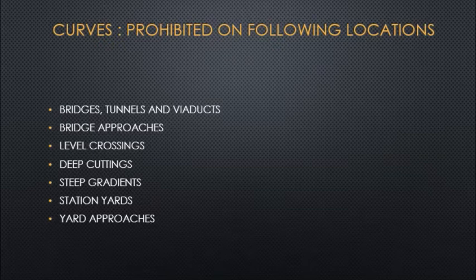We should avoid curves in the following locations of the railway track. Curves should be avoided in bridges, tunnels and viaducts, because the vision should be clear for the loco pilot while moving through a tunnel or a bridge. So curves should not be provided in bridges, tunnels and viaducts. We should also avoid curves in bridge approaches, level crossings, deep cuttings, steep gradients, station yards and yard approaches.